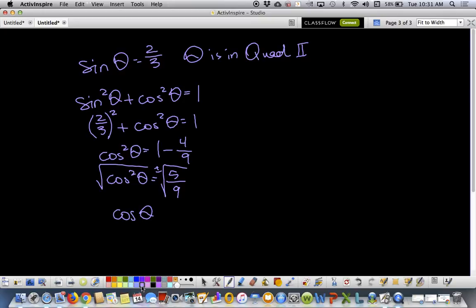Okay, so let's keep going. Cosine theta is in quadrant 2, so it's negative. Do you know how to pull these apart? Yes. Square roots, if they're multiplied, you can pull them apart. If they're divided, you can pull them apart. So this really is the square root of 5 over the square root of 9. Okay? So do you know the square root of 5? No, you do not. Do you know the square root of 9? Great. Is that the exact answer we got earlier for cosine theta?